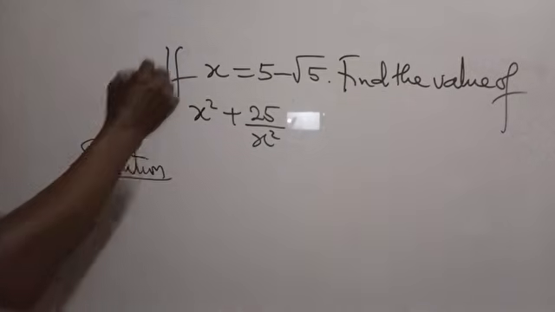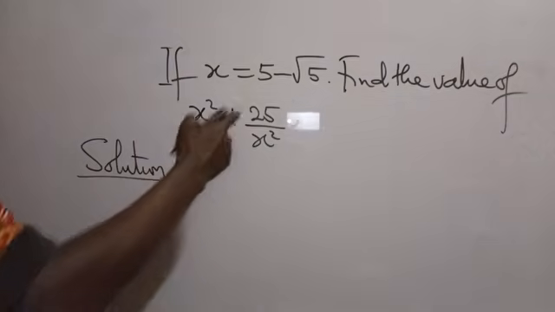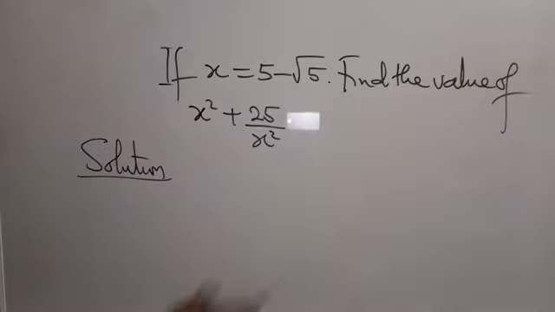Hello, in this video we want to solve this question. We are given that x is equal to 5 minus root 5. We are asked to find the value of x squared plus 25 all over x squared.